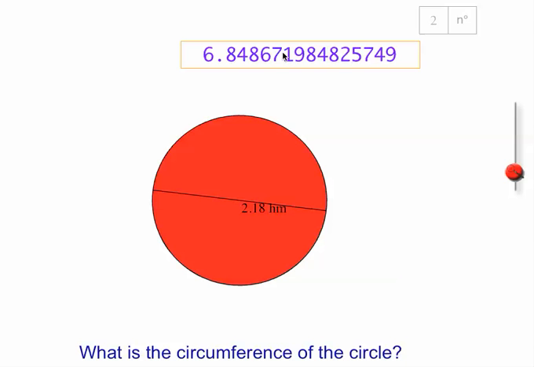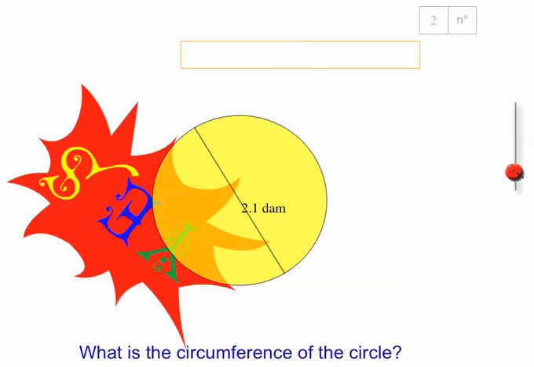Okay, so I'm going to round this to, let's say I'm going to take this 7, it's going to round that 6 into a 7. And then hectometers, and that's it. And that's how you do circumference.